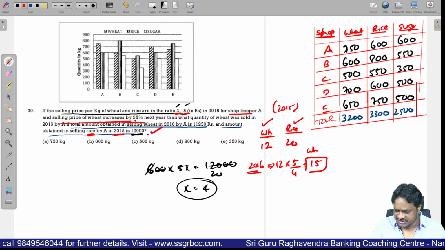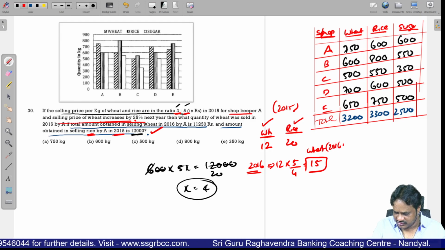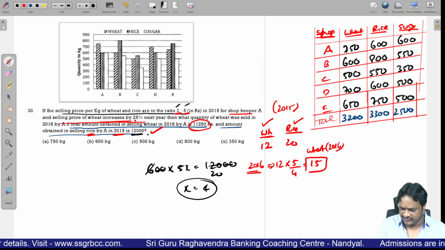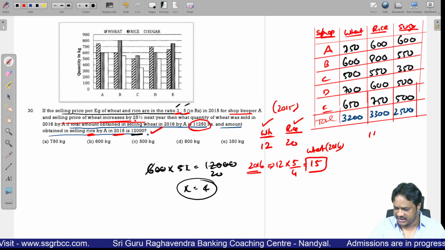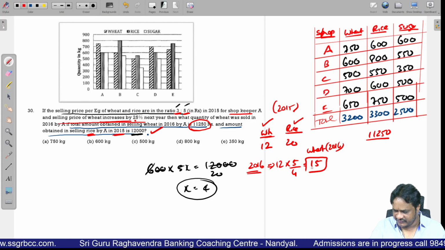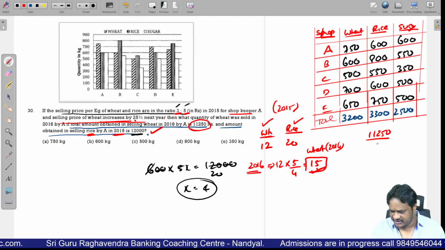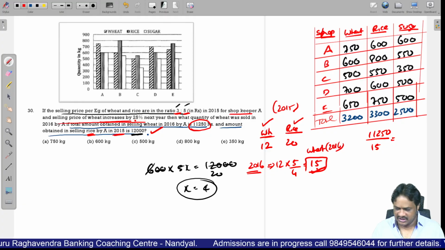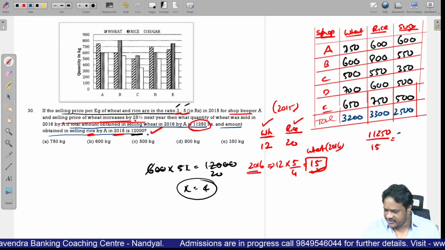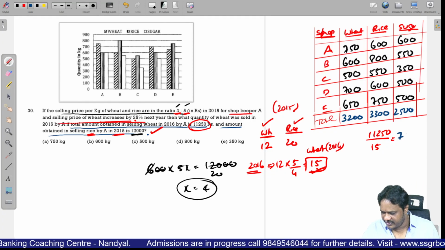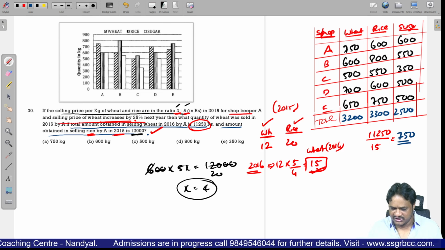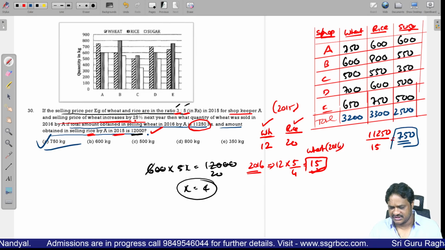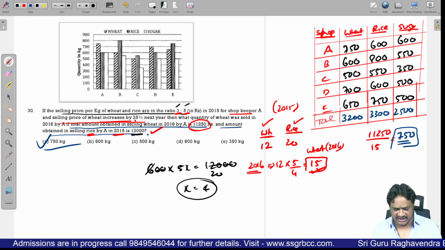Now this is wheat price in 2016, and we are getting total 11,250. 1 kg we are selling for 15 rupees. So we are selling how many kgs? That is the question. Now 15 sevens 105, 15 5s 75, 0. So we are selling 750 kgs. So what is the correct answer? 750 kgs is the correct answer.